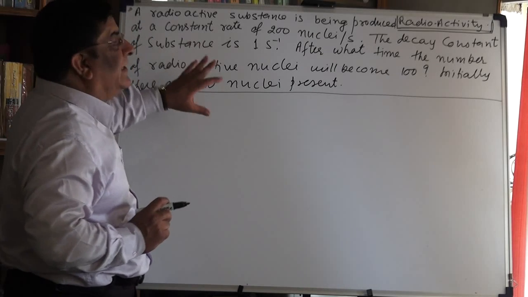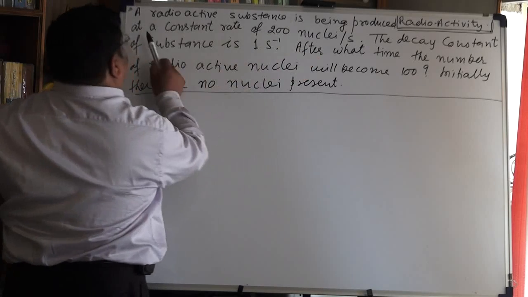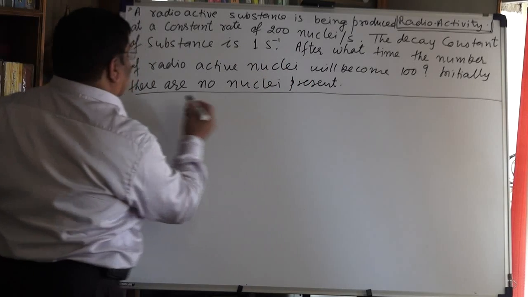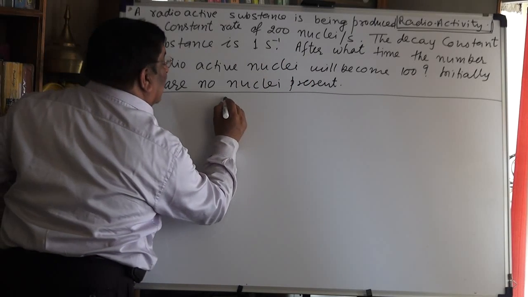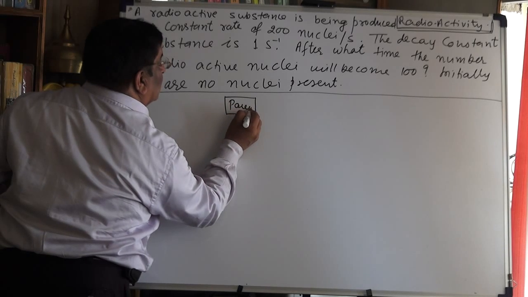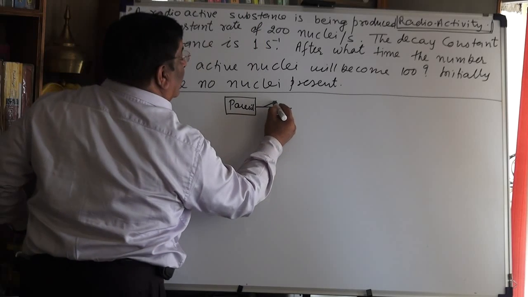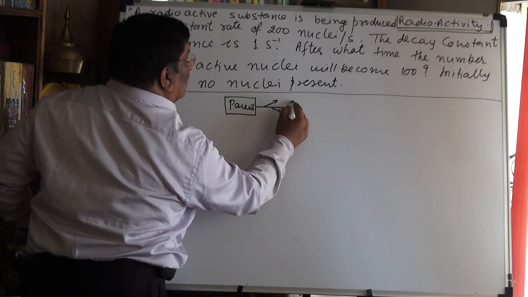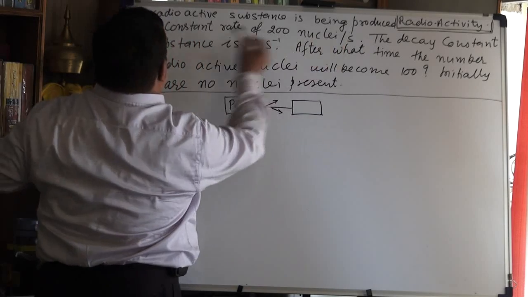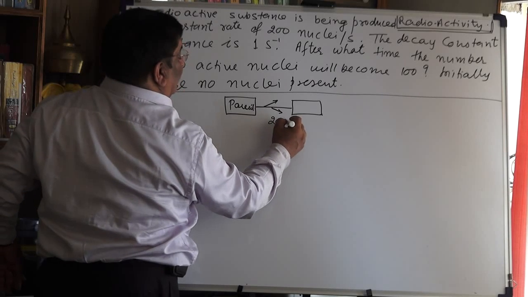Initially there were no nuclei. The nuclei are being produced. How are they being produced? There is a constant rate of 200 nuclei per second. That means there is a parent nuclei which is producing these nuclei, and after disintegration these are being produced. How many are being produced? At a constant rate of 200 per second.